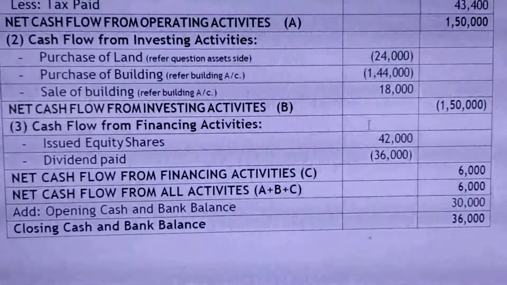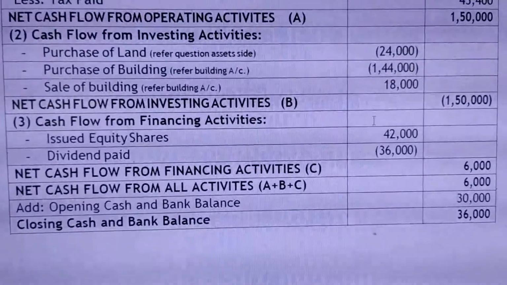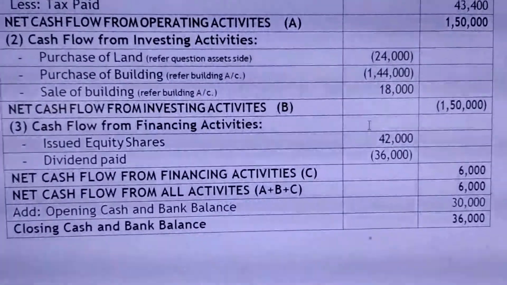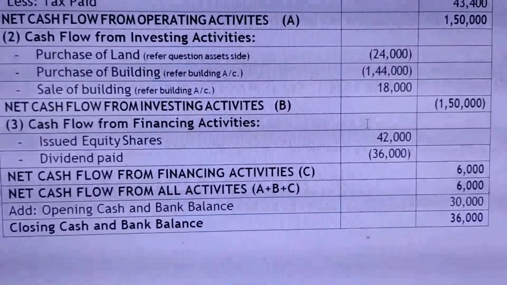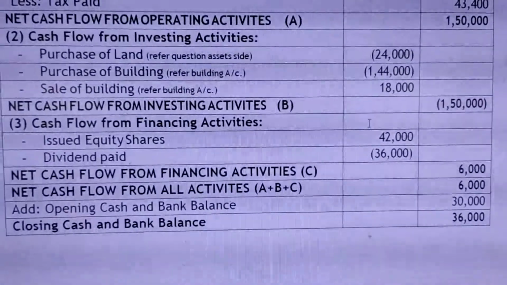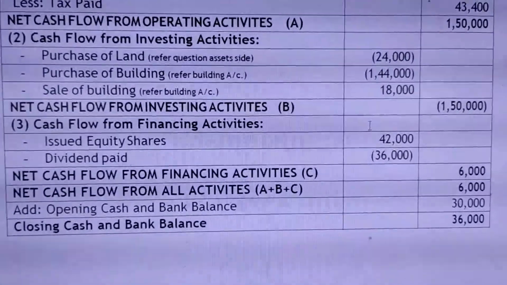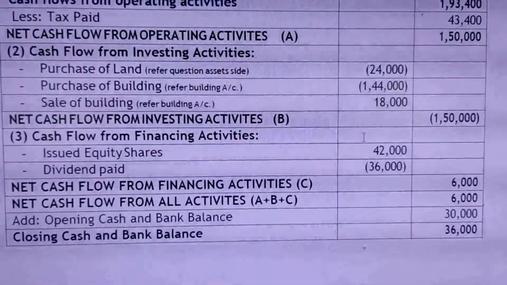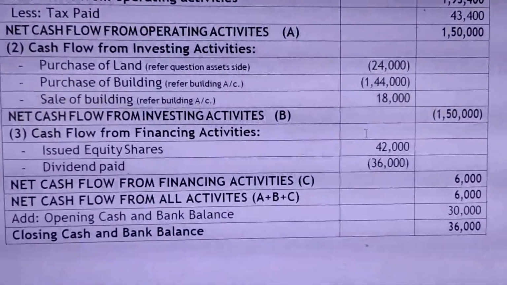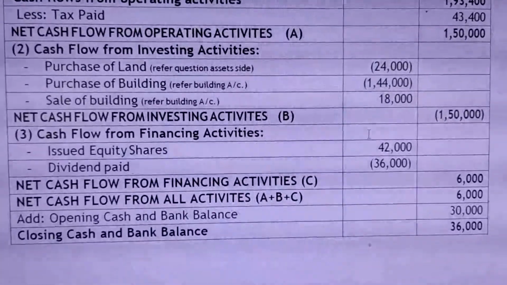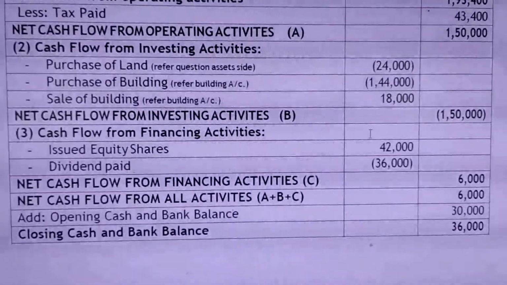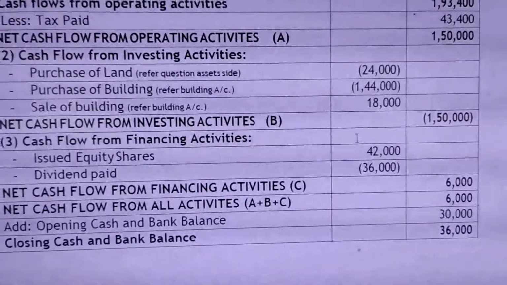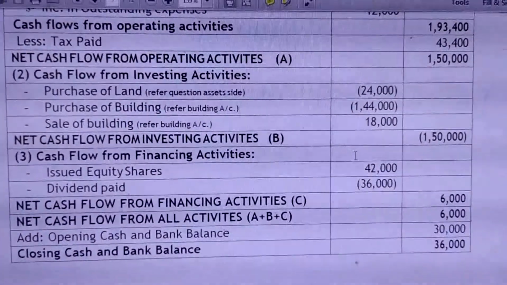And purchase of building, refer to the building account. We have the building workings, no? From that you have to refer, 1,44,000 you will get. Then sale of building, again you have to refer to the building workings; 18,000 will be a positive one. Now add this cash flow from investing activity, that is 24,000 plus 1,44,000, you will get 1,68,000 minus 18,000, you will get 1,50,000 negative balance, cash outflow.